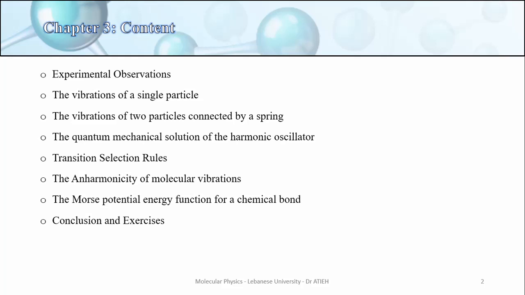To consider anharmonicity for molecular vibrations, we are going to replace the potential energy function used for a normal spring with the Morse potential energy function, which better represents a chemical bond. And we're going to see again how this correction affects the vibrational energy levels, how it affects the transition selection rules, and the total shape of the absorption spectrum. We will finish at last with some conclusions and some exercises as usual.